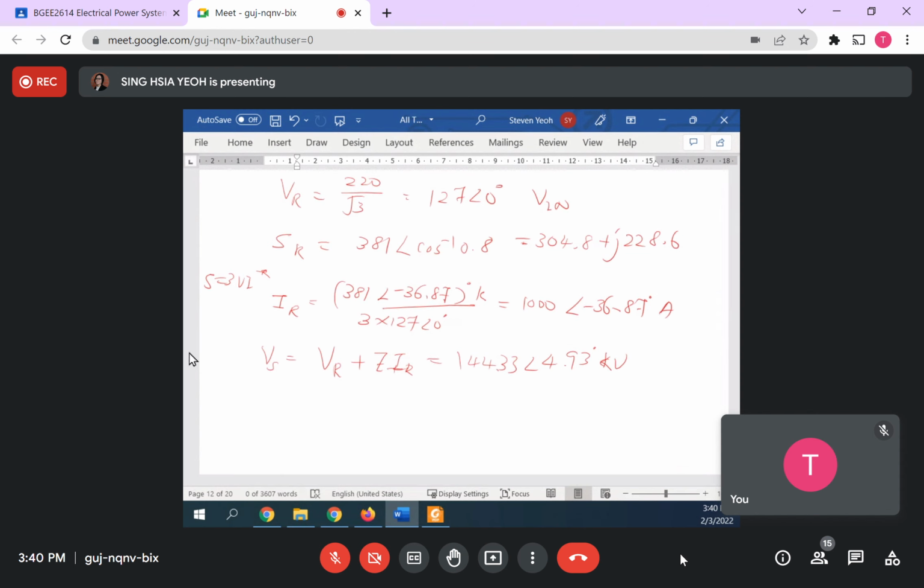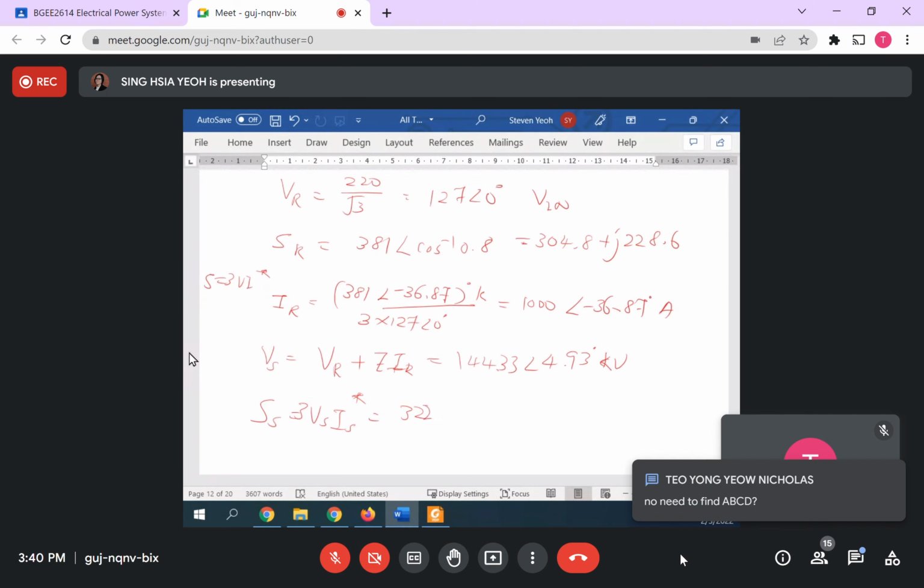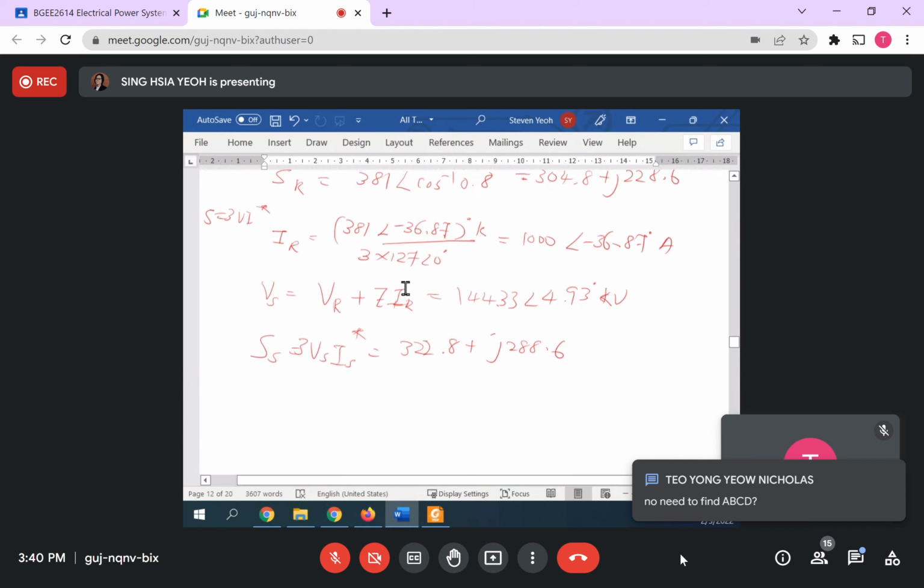Then the sending end power will be VS IS, the sending end current conjugate multiplied by the sending end voltage, three phase. So you substitute in, then you get 322.8 plus j 288.6.